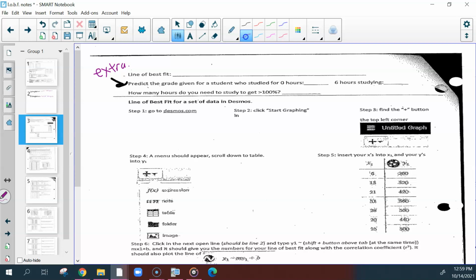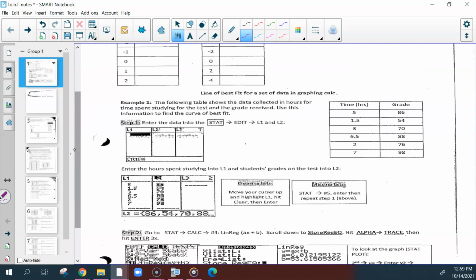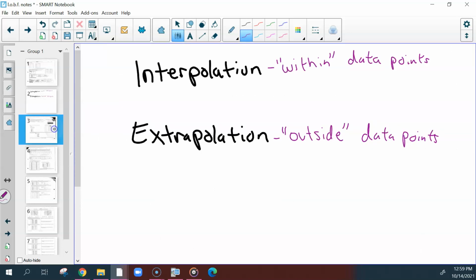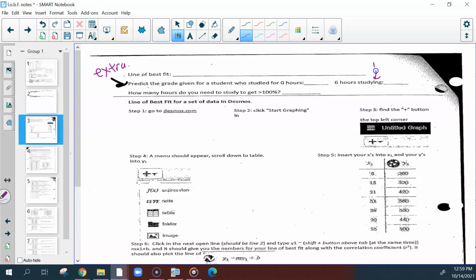For the next one, when it asks about 6 hours, if I look back at that data, 6 fell within this because 1 to 7, 6 would be in there. So 6 would be within my set of data. So we interpolated for that one. Not that huge. Really, that's all that is. Are you within the data or are you looking outside of our given data?